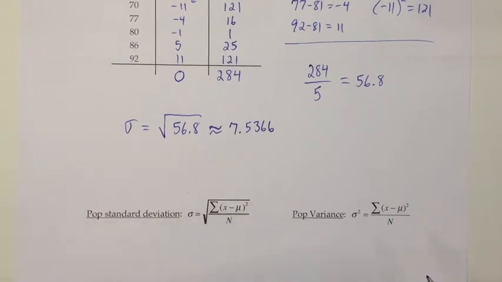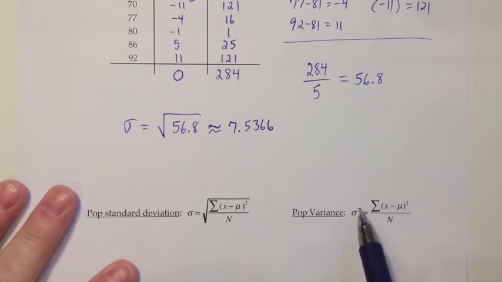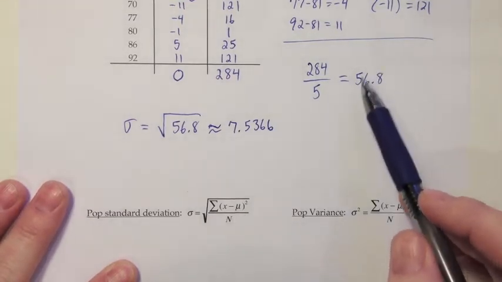And we'll look at that process again on the next page, so we'll get some more practice with it. And then one other definition is the population variance. That would be the sigma squared, which is called the variance. It's the same thing, it just doesn't have the square root on it. So if you thought about that in terms of this example, you could say that the variance was 56.8.